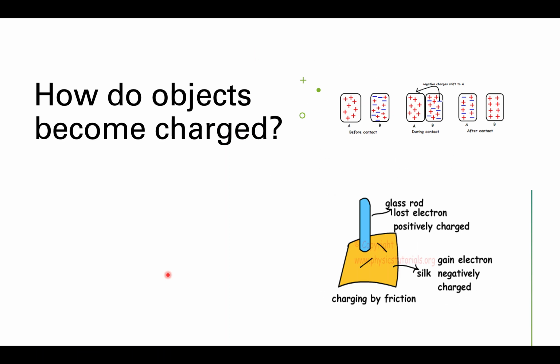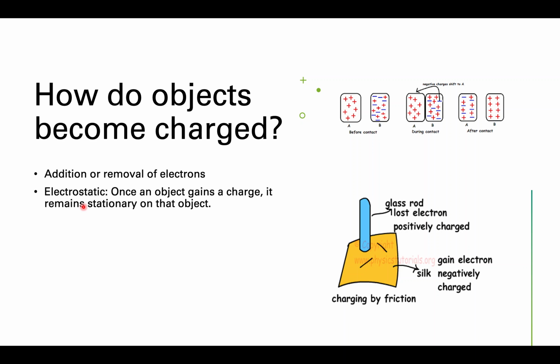Alright, but how exactly do objects become charged? Now, any material that has more protons than electrons is said to be positively charged, and if it has more electrons than protons, it's described as negatively charged. But again, how do they become charged? Well, this is generally due to the addition or removal of electrons, and this is crucial for your understanding. So, the charge is termed electrostatic because once an object gains a charge, it remains stationary on that object.